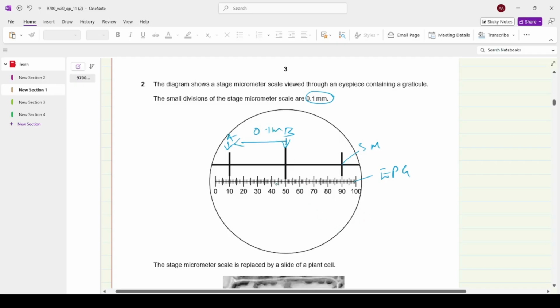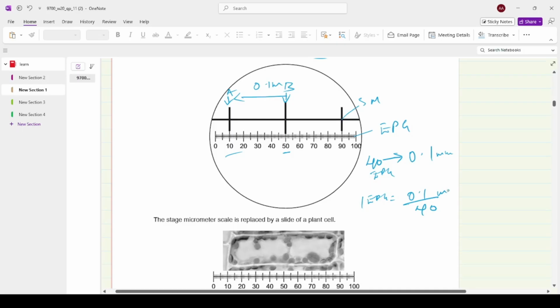So how many EPGs are those? It will be 50 minus 10, which is 40. So it implies that 40 EPGs are equivalent to 0.1 millimeters on the stage micrometer. Now how about 1 EPG? It will be equivalent to 0.1 out of 40, in millimeters.